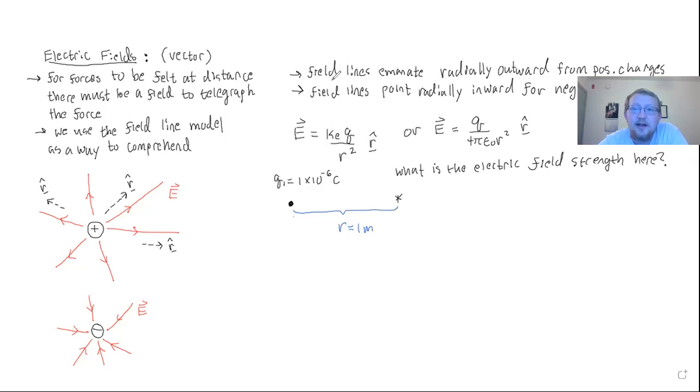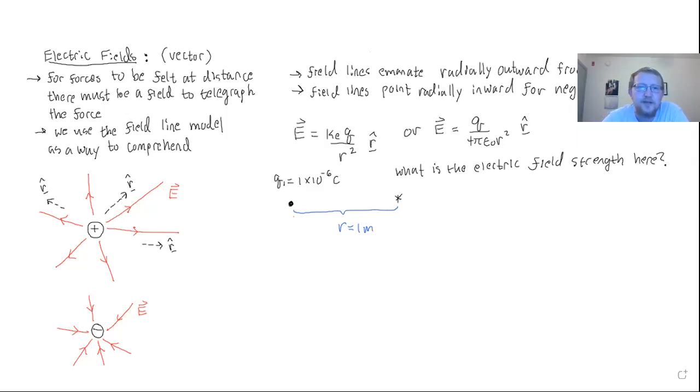And field lines emanate radially outward from positive charges. So as you can see, I've got a picture over here with a positive charge, and we have these electric field lines drawn in red that are pointing away from it. At all points, they're pointing radially outwards. And then as you can see for a negative charge, the field lines point radially inwards. So you can see my drawing down here of these. This is a negative charge and the electric field lines are pointing into it.